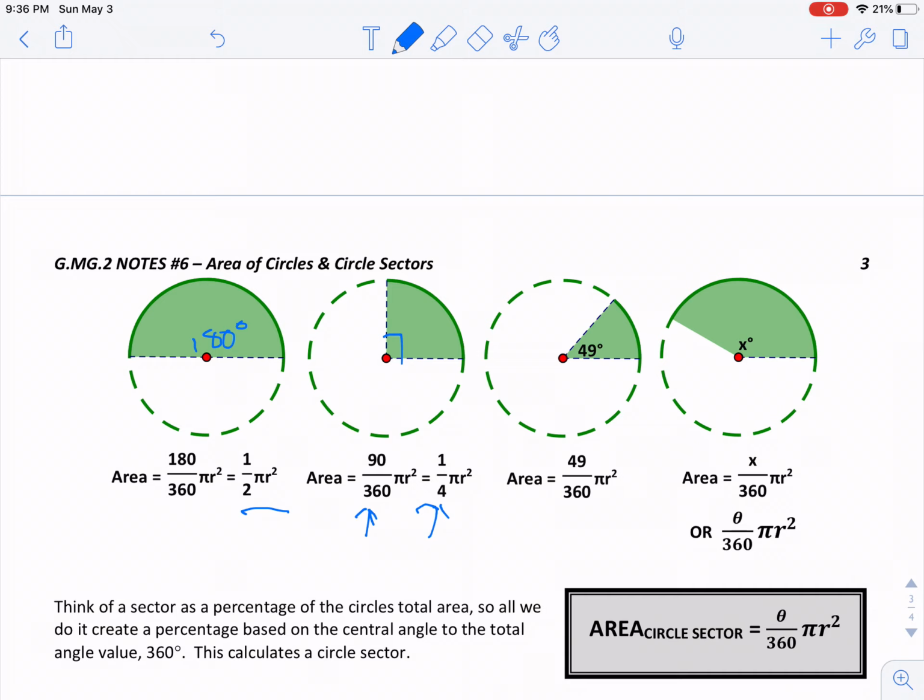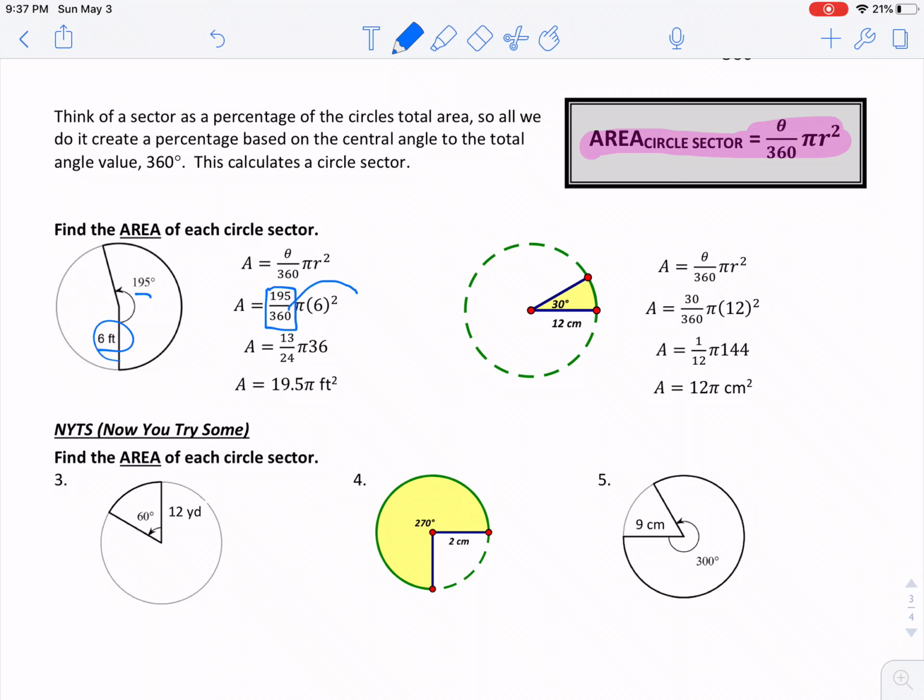For this first one, central angle is 195. So 195 over 360. Radius is 6. So pi times 6 squared. Then they do the math. And they come out to get 19.5 pi feet squared. Remember, since we're still talking about area, those units need to be squared.